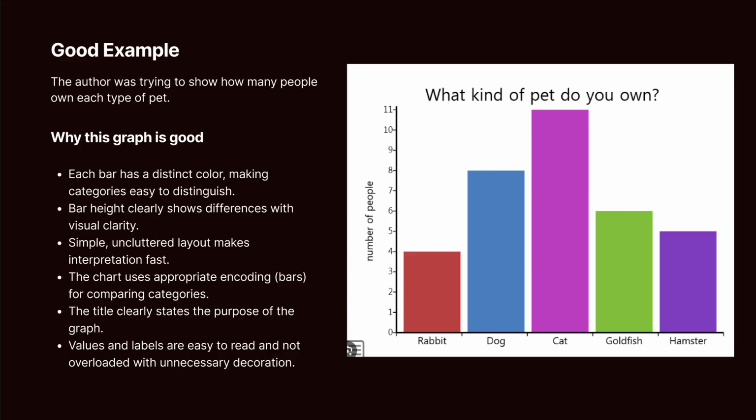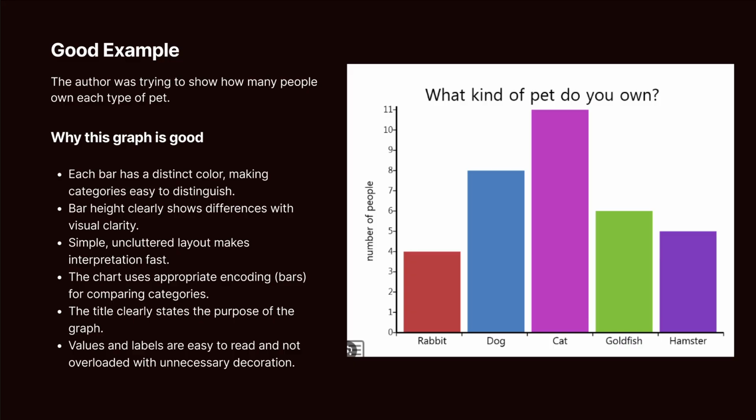So here is the good example we've got here. The author was trying to show how many people own each type of pet. We've got two variables here: the type of pet, which is rabbit, dog, cat, goldfish, and hamster, as well as the number of people who own each pet. The pet type is a nominal category variable, and the number of people is a continuous variable. So the author used bars, bar height, color, and horizontal labels to encode the different variables here.